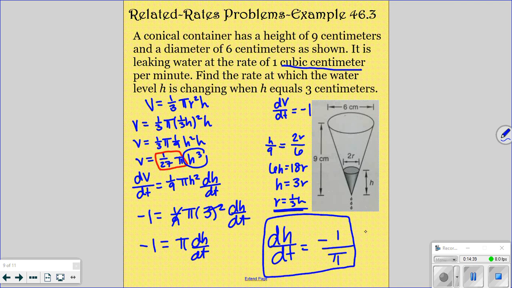And the units would be centimeters per second, because the height is in centimeters and the time is in seconds. So that's how that one would work. And it is negative because it's decreasing. The water is getting smaller and smaller and smaller. And so our answer should be negative.